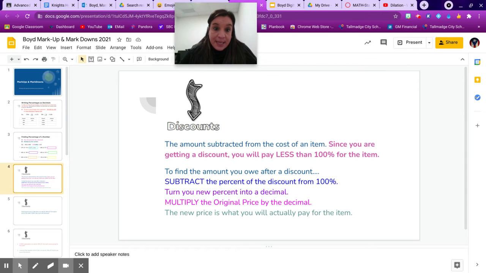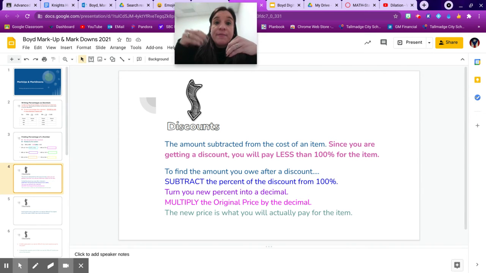So let's start with a discount. A discount is any time that the amount subtracted is really just the amount that is subtracted from the cost of an item. So if you have a coupon and you get 50 cents off, that's a discount. If you go to the store and they're advertising 25% off, that's a discount. Since you are getting a discount, you are going to pay less than 100% for the item. So, for example, if I go to the store and they are advertising 25% off, that means the original price of the product was 100%.